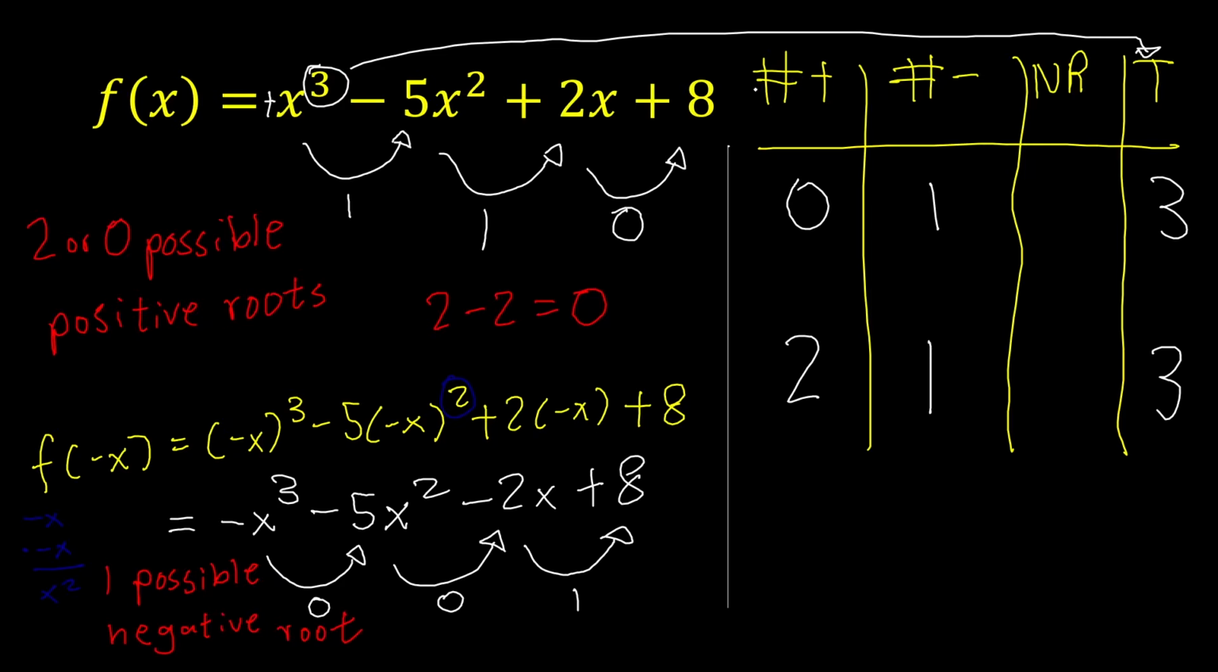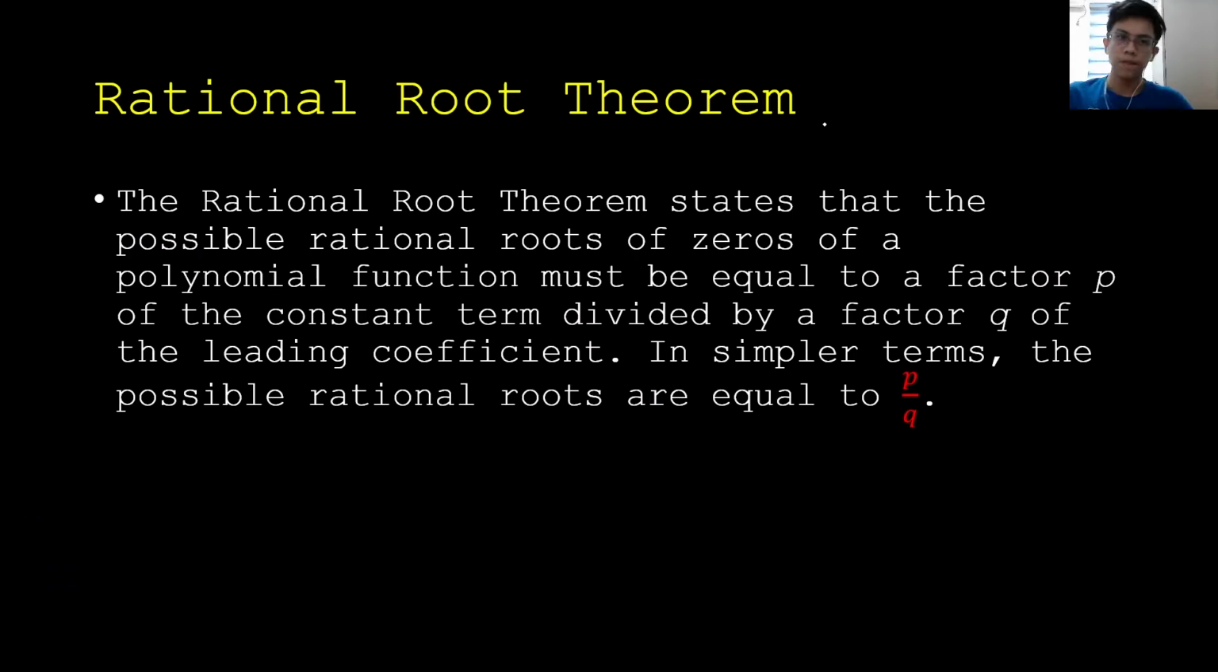Now, the possible positive roots, the possible negative roots, and the non-real roots should all add up to 3. So 0 plus 1, that's 1. So we need 2 so that it will add up to 3. So our other non-real root is 2. For this, 2 plus 1 is equal to 3. So there's no need for more non-real roots. So it's only 0.